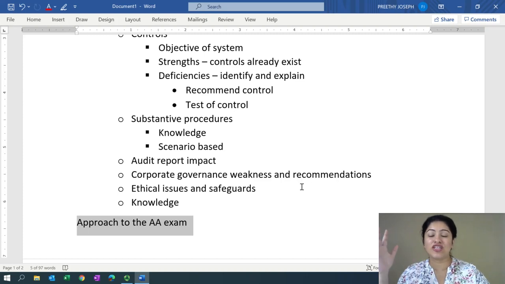That's why I said you need to spend the majority of your time in Section B of your paper, because that's where you're going to pass or fail the exam. It is 70% of your paper, not Section A. Please keep in mind this approach is only applicable for the AA paper and it is not applicable for any other papers, because the structure is very different for all the other papers in the fundamental level.